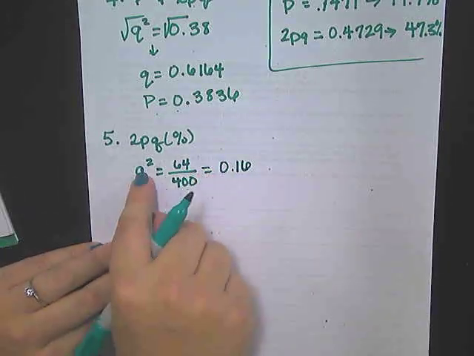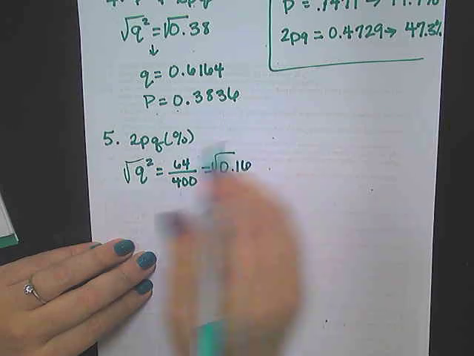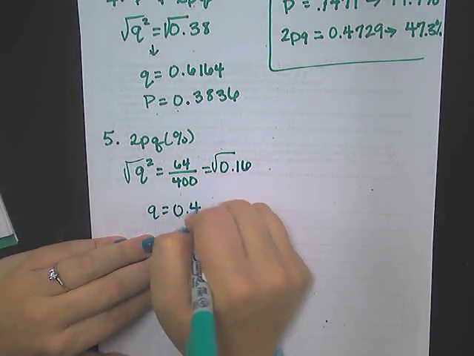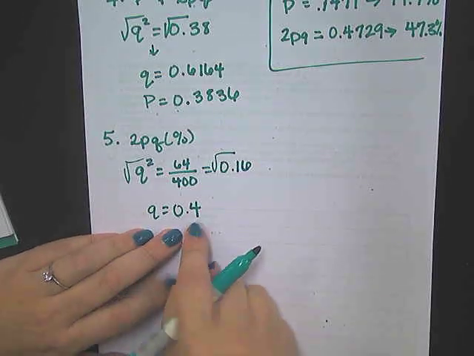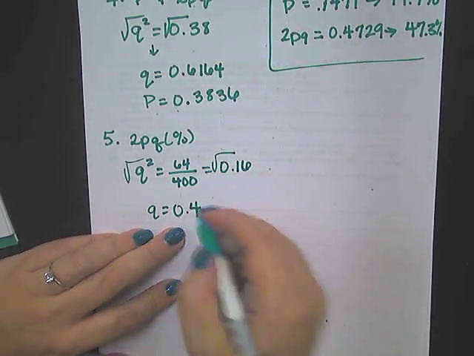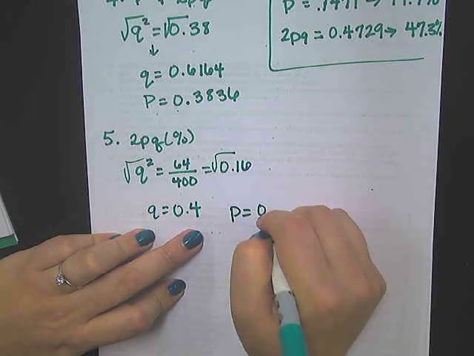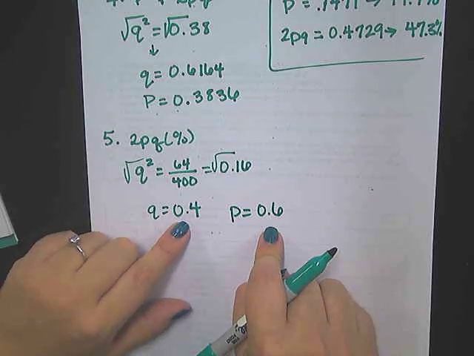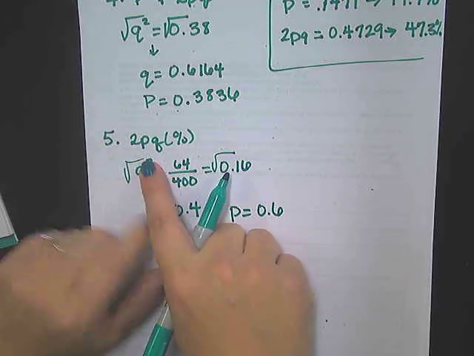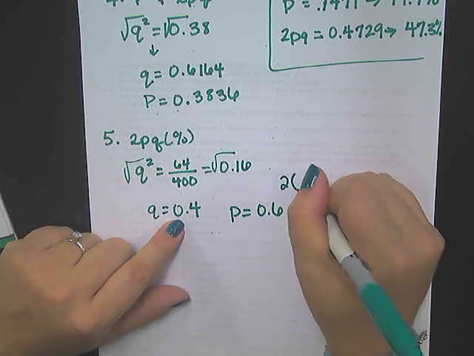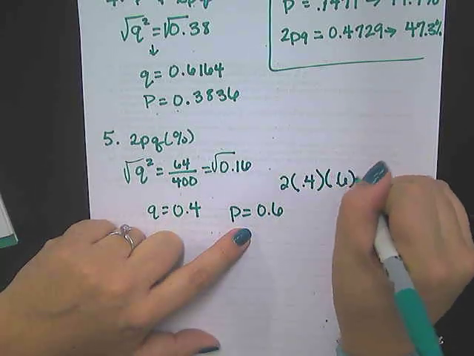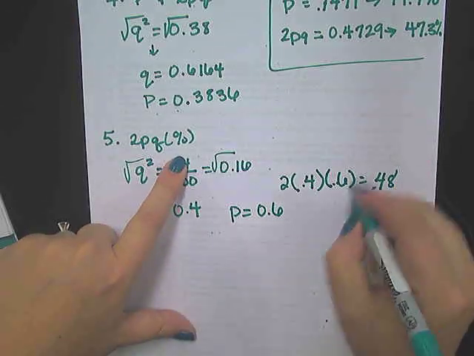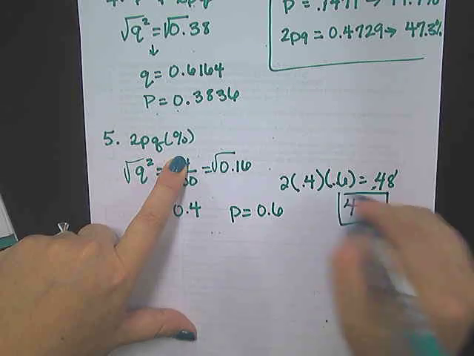So 64 out of 400 comes out to 0.16. Now I'm going to take the square root to solve for q. q is equal to 0.4. Plugging it into the Hardy-Weinberg equation, if q is equal to 0.4, then p is equal to 0.6. Now to get the percentage of people that are heterozygous, I'm simply going to take 2 times p times q, and I get 0.48, but they asked for a percent, so my answer is 48%.